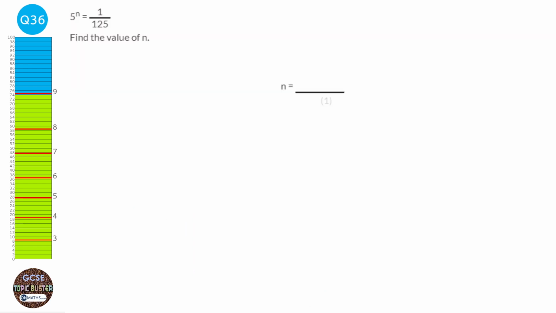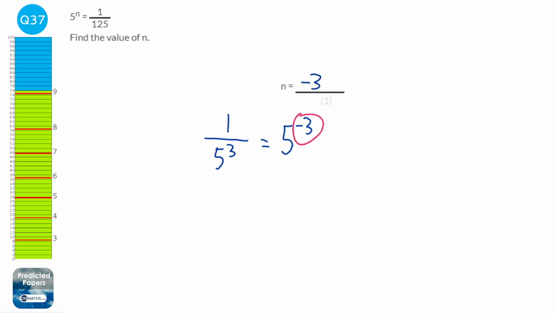And there we go. The first thing to notice is that 125 is 5 cubed. So instead of 1 over 125, it would be 1 over 5 cubed. And we know that when you have a negative power, it actually turns into the reciprocal of that number. So 5 to the power of minus 3 becomes 1 over 5 to the power of 3. So n is going to be this minus 3.